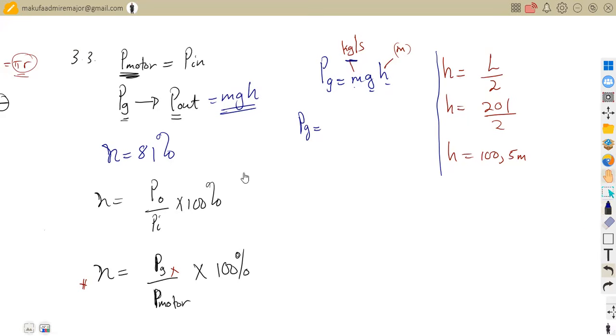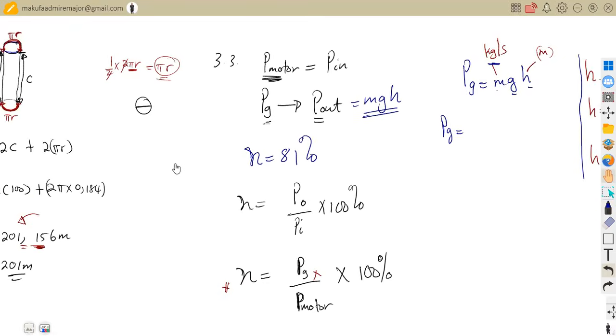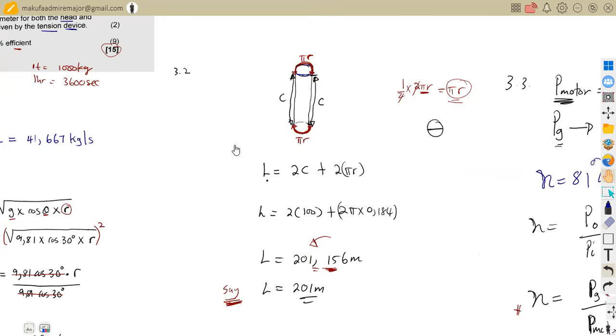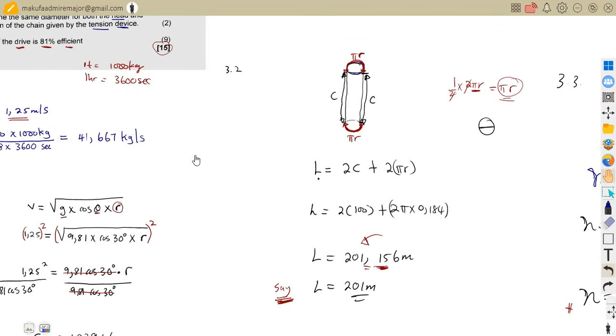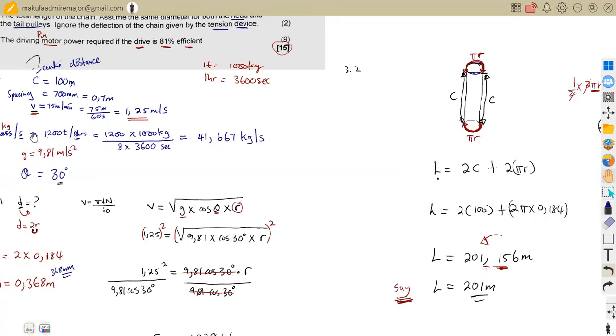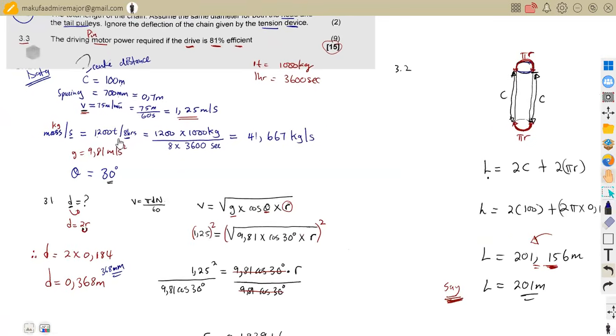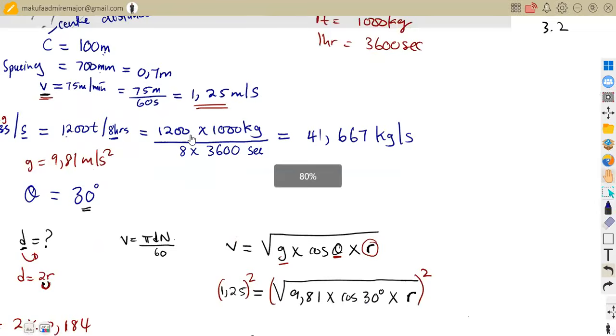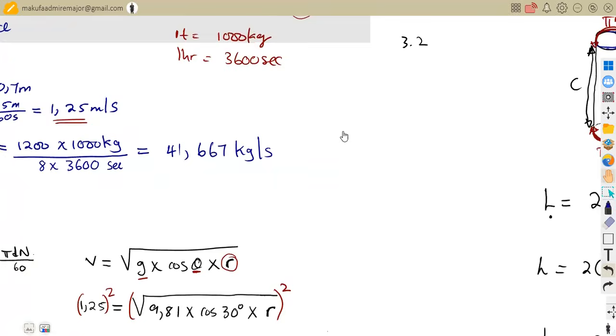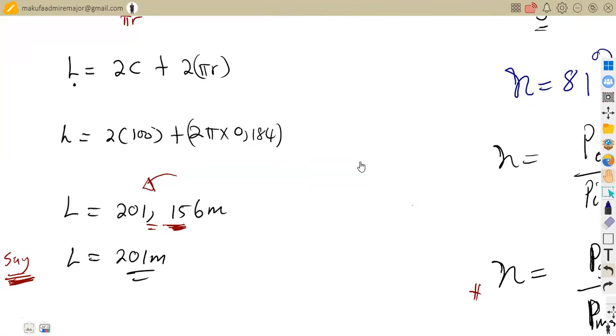And already, when I was listing my information, I converted our mass. Remember, it was given as 1,200 tons per what? Per 8 hours. Then we converted to kg per second, which is now 41,667 kg per second. So that is what we are going to apply. So we are going to use the kg per second.